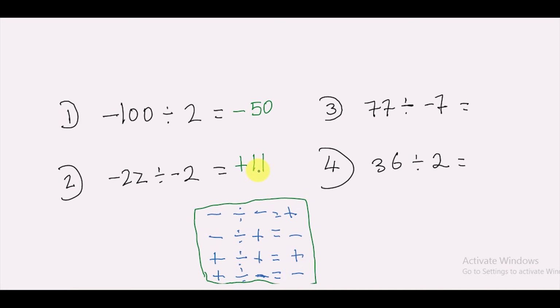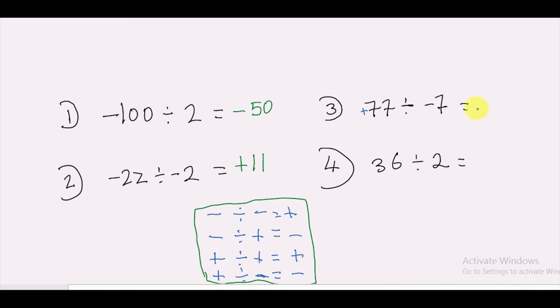Now let's go to number 3. Remember, I have an invisible positive sign in this place here, because we can't see any sign there. So I have the same thing: solve the signs first of all. That is plus divided by minus, which gives us minus. Look down here: plus divided by minus gives us minus.